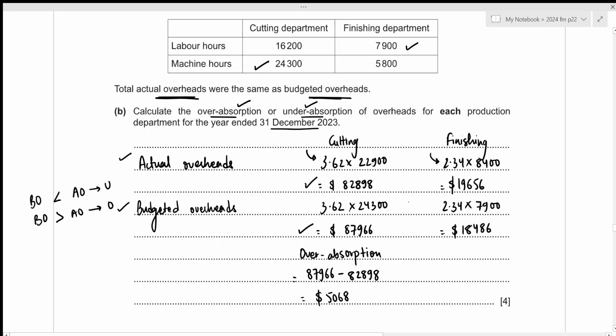Then we repeat the same process for the finishing department, but in this case we can see that the actual overheads is greater than the budgeted overheads. So this is a case for underabsorption. Again, the value for underabsorption is just going to be the difference between our actual overheads and the budgeted overheads. So 19,656 minus 18,486. This results in the value of 1,170. That's all for the second part.